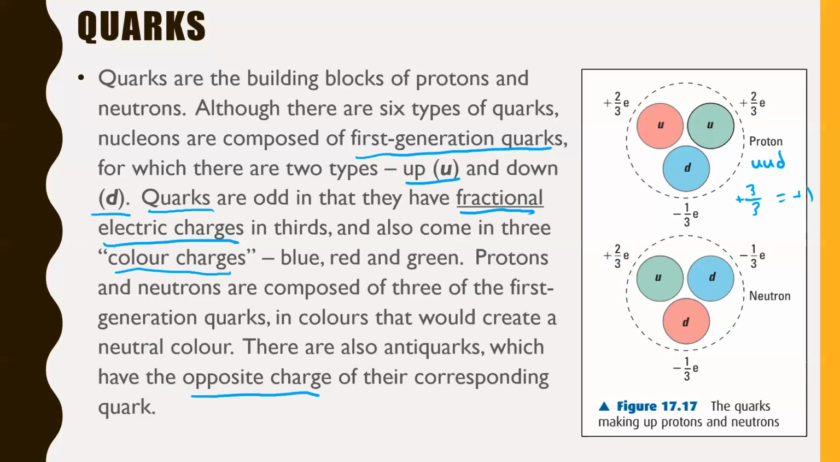So in other words, you add it all together, you're going to find that the net charge on this one is 0/3, or in other words, just 0, as it should be for a neutron.